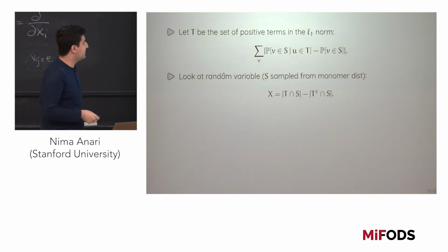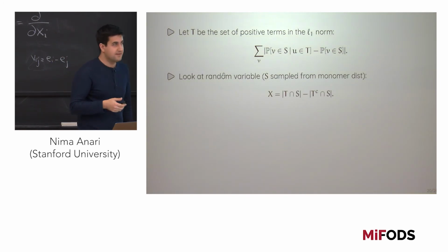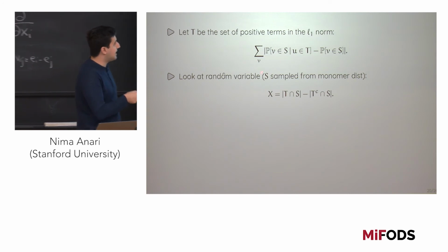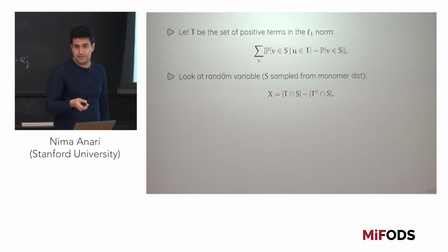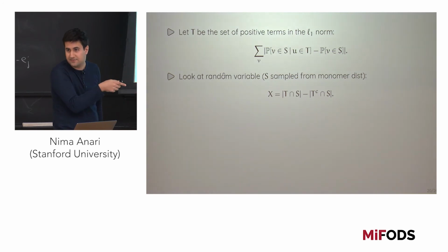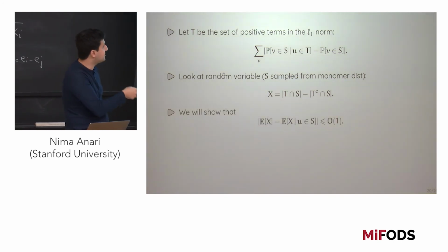Now, define a random variable x, which is you sample a set S from your monomer distribution, and you look at T intersection S minus T complement intersection S. So for the positive terms, I'm getting a +1 from this. For the negative terms, I'm getting a -1. So if I look at the expectation of this x, it exactly gives me this sum of absolute values.